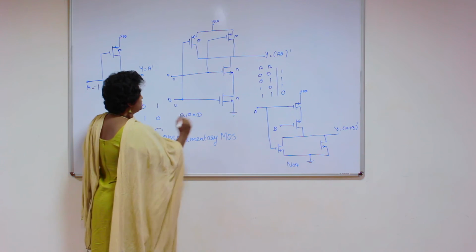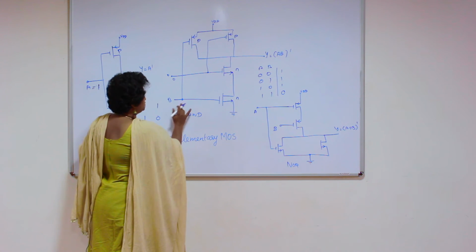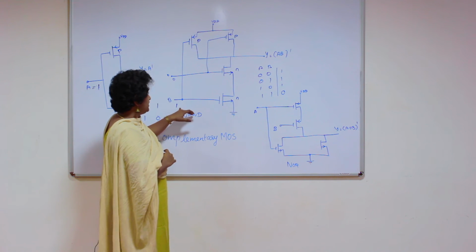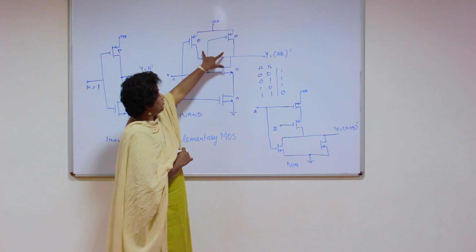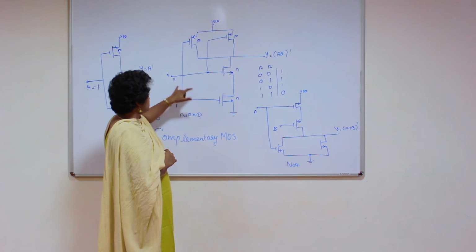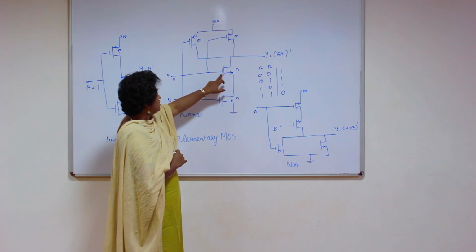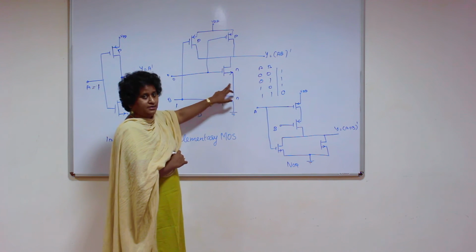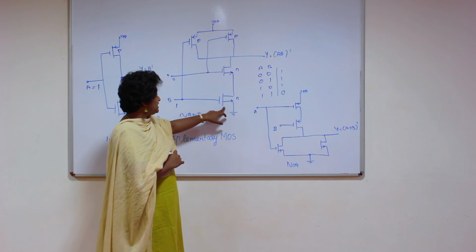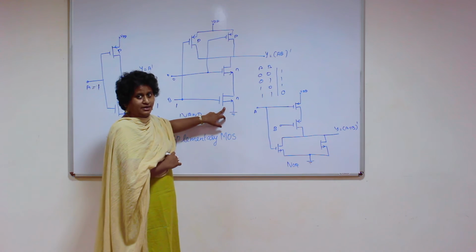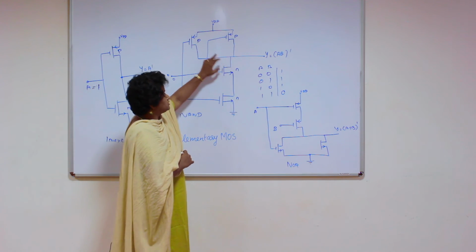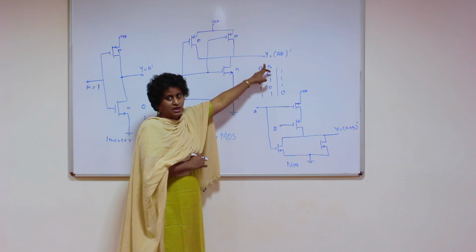Now what happens when A is 0 and B is 1? When A is 0 and B is 1, as you know, both the P channels are conducting, but what happens to the N channels? Here the first N channel will not conduct, whereas the second N channel MOS will conduct, but since the first N channel is not conducting, still you get the output as high.